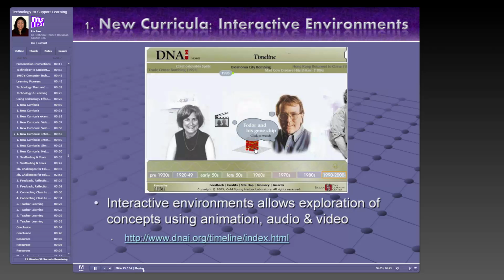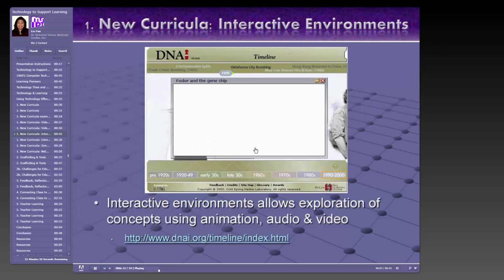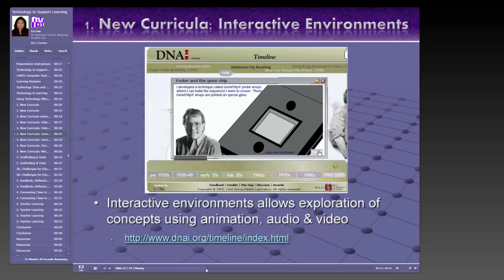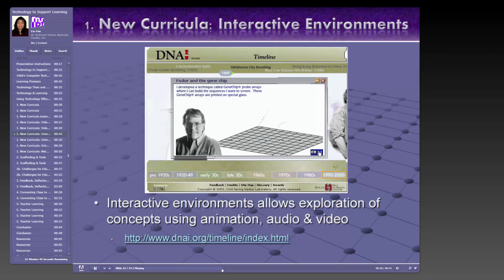New curricula allows for creation of interactive environments where students can explore concepts in detail. In this example from dnai.org, a learner can actively explore the history of DNA research and technology and view video animations of DNA concepts. The site utilizes animation, video, and audio to engage the learners and is of particular interest for me as I worked on the gene chip and microarray technology shown on this site. If you would like to take a look at the entire website, please click on the provided hyperlink.